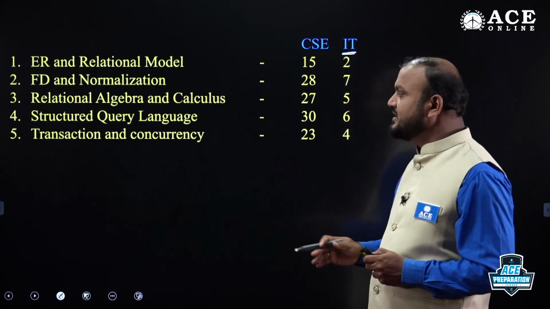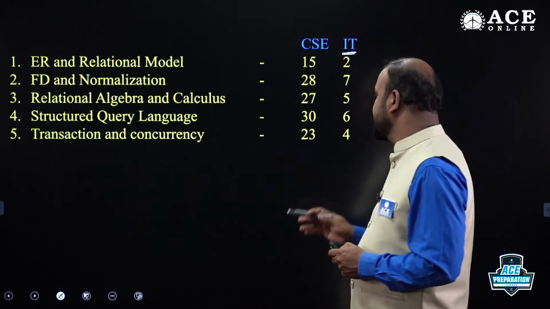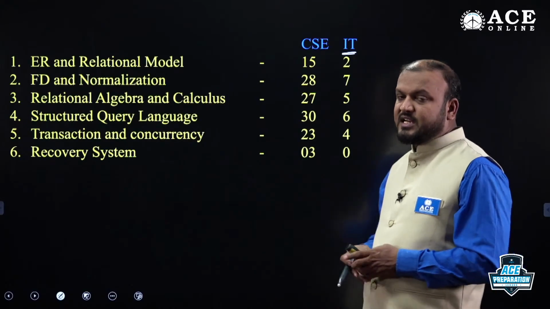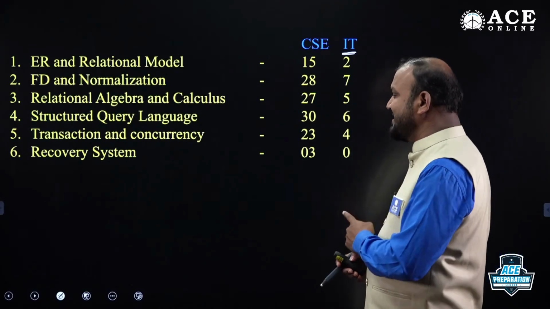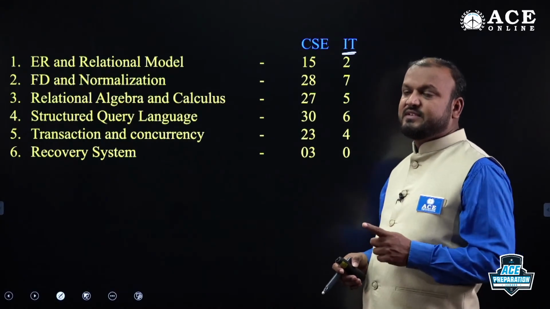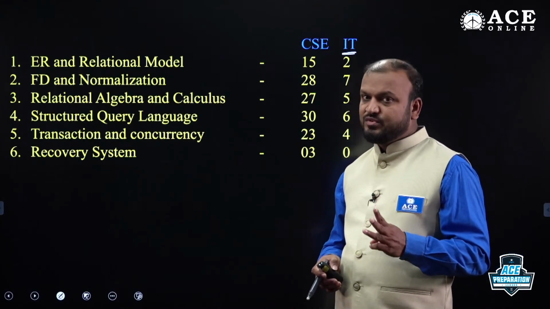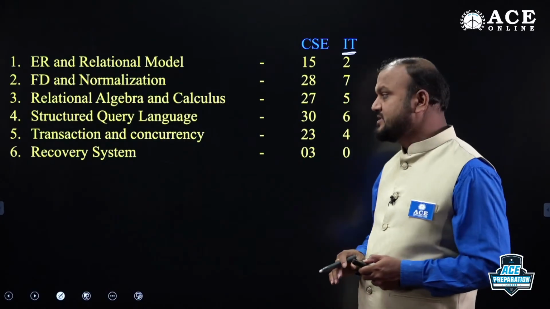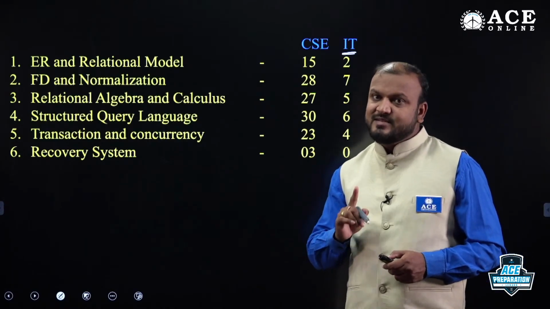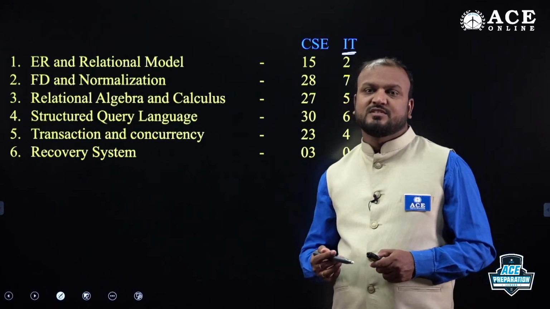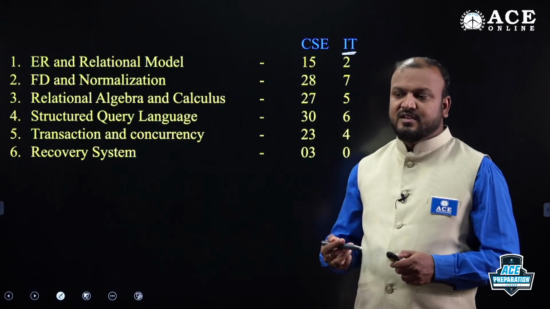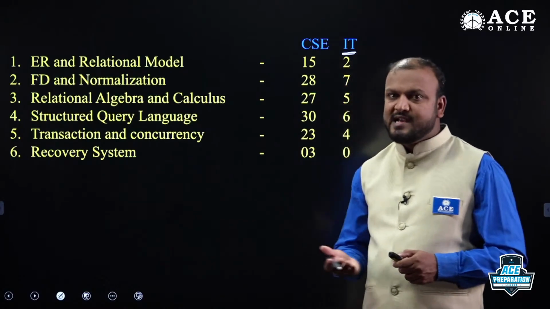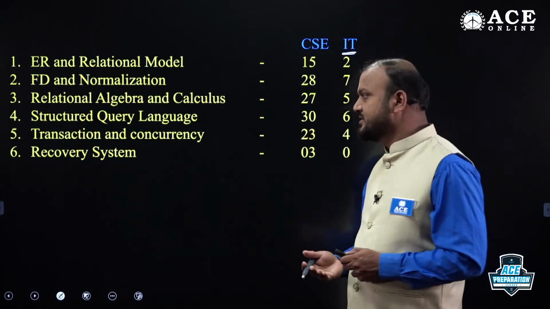Then for transaction and concurrency control, we have 23 questions, and 4 questions in the IT paper. Then recovery system: so far it has only 3 questions, one in 2007, one in 2015 and one in 2021. In the IT paper there is no question on recovery system, but recovery system is also important. If any question comes, you should be in a position to answer it. Others may not answer, you are going to answer, and that makes a difference.